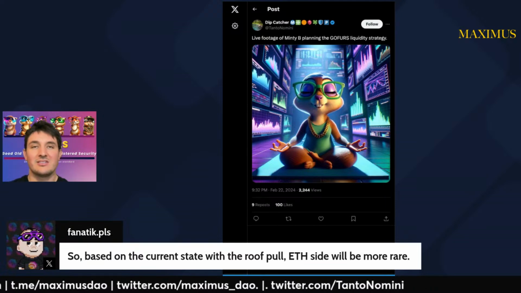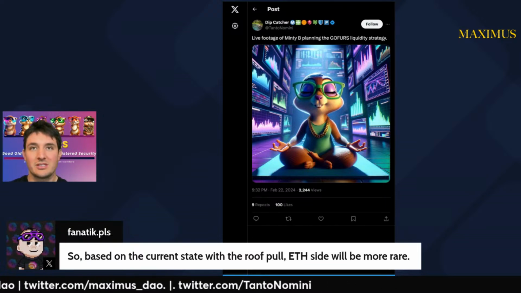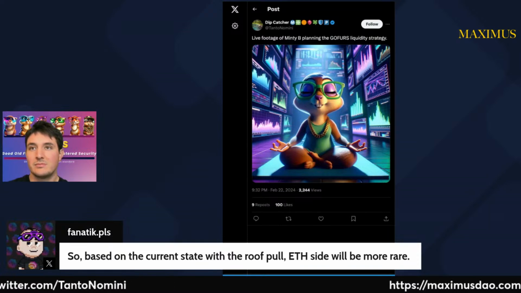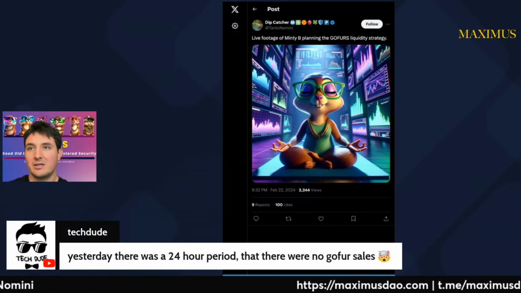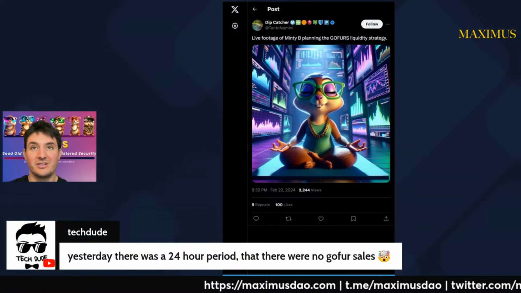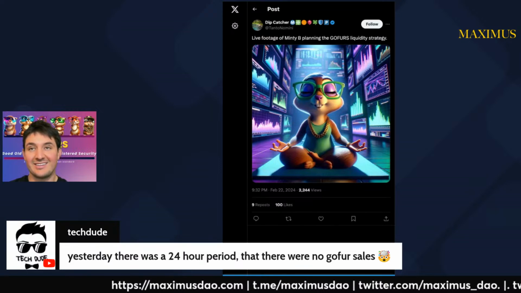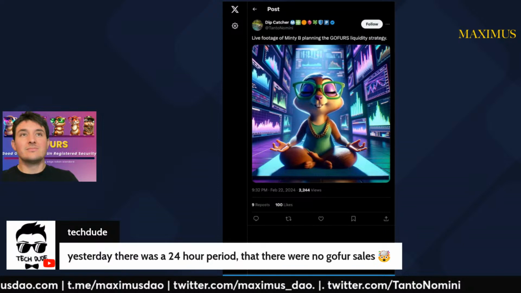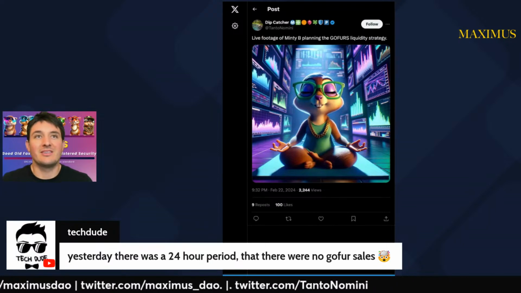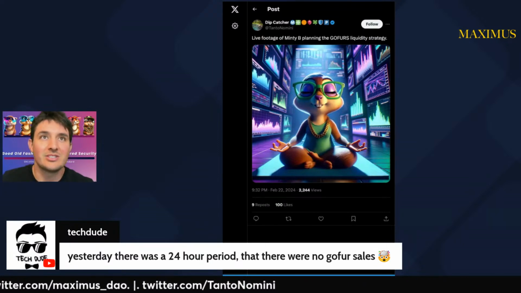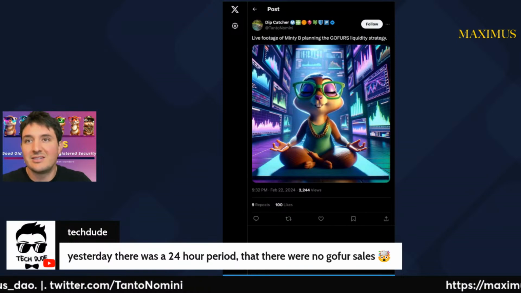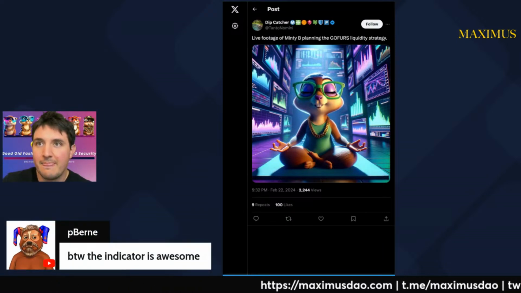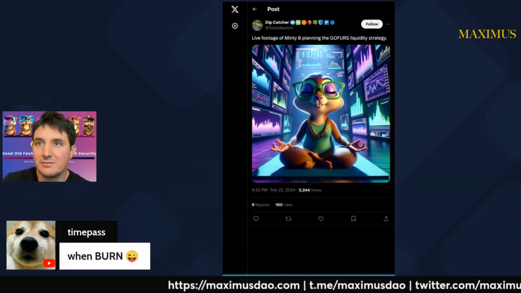So based on the current state with the roof pull, ETH will be more rare. Yes, as is. ETH will be more rare. Yesterday, there was a 24-hour period that there were no gopher sales. Really? I didn't see that. I mean, why would you sell? I know some people are nickel and diming on a couple percent gains, which I guess is. Thanks for answering. The indicator is awesome. Thank you.